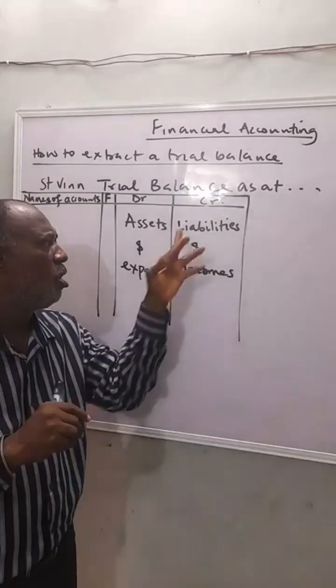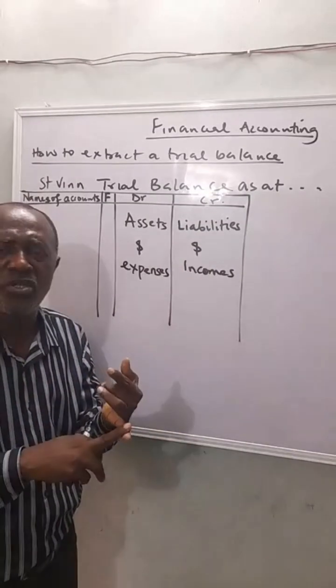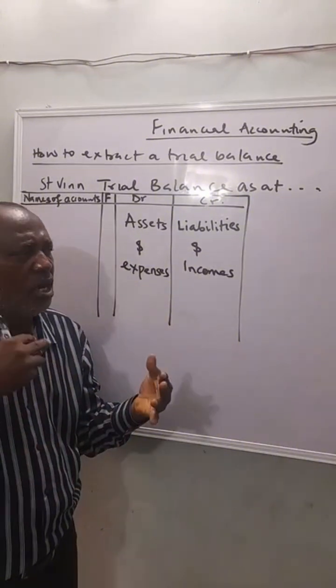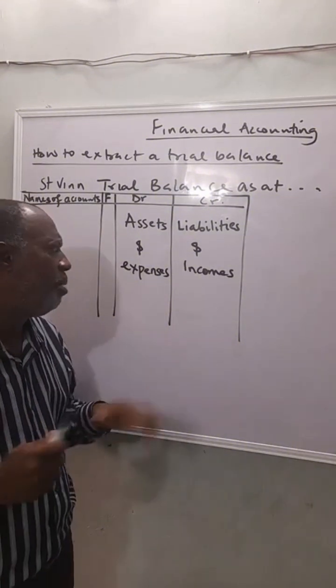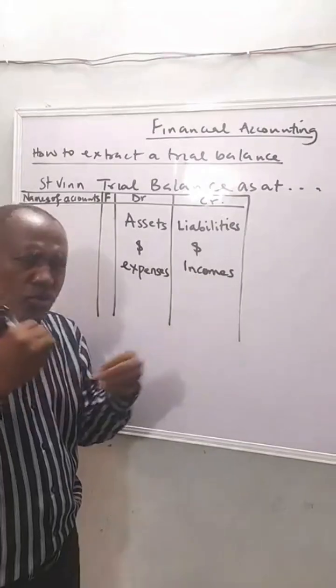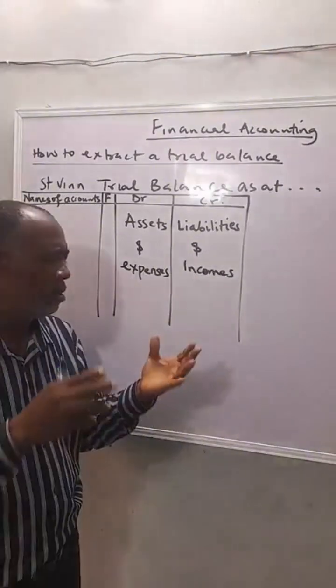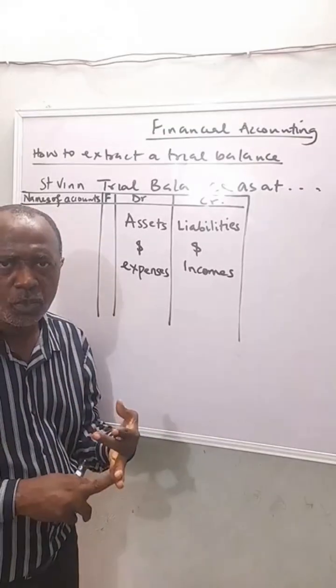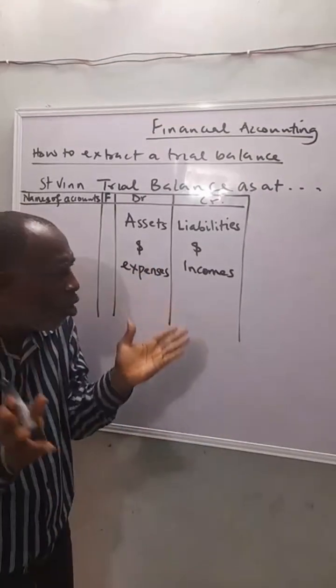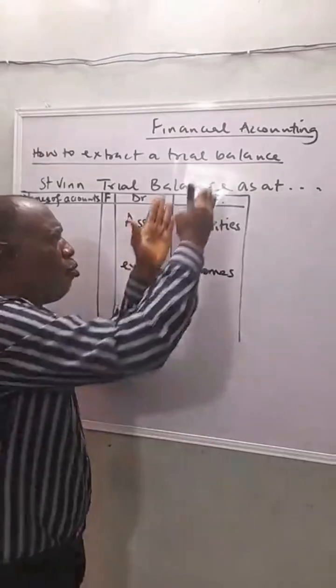Debenture, long-term. Current liabilities like creditors, bills payable, and so on. Those are examples of liabilities. Income. You remember examples of income? Purchases is an income. Discount received is an income. All examples of income that you know will be at the credit side.